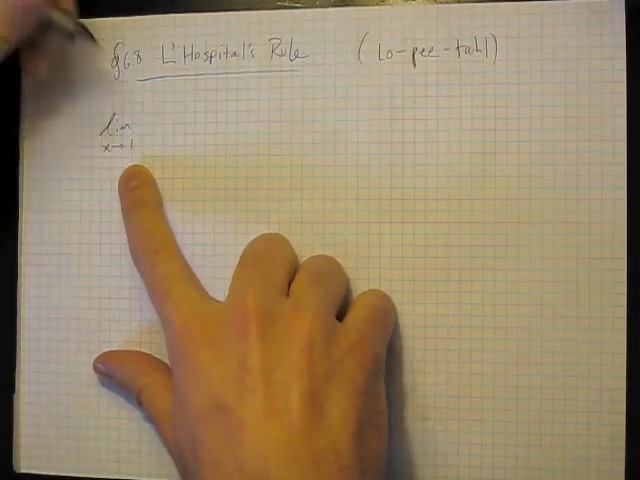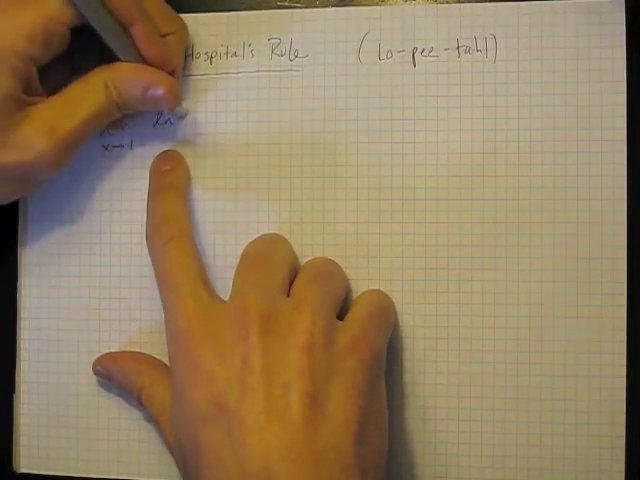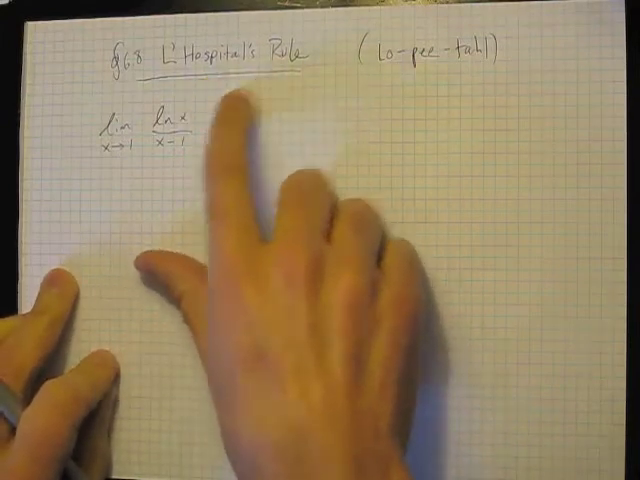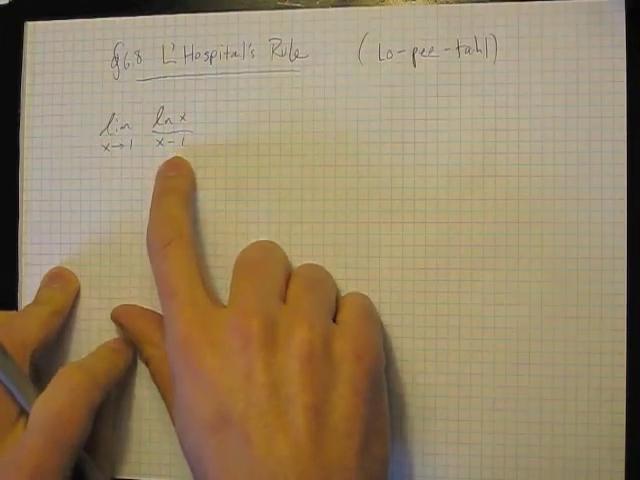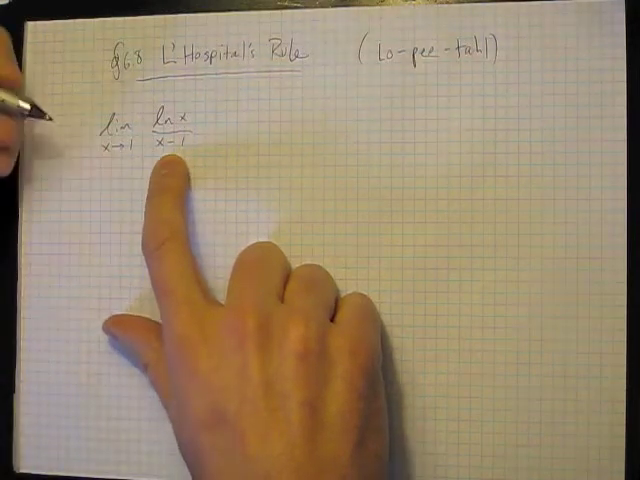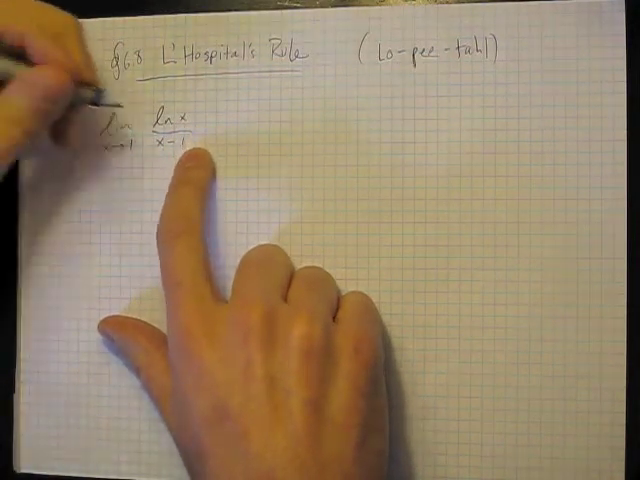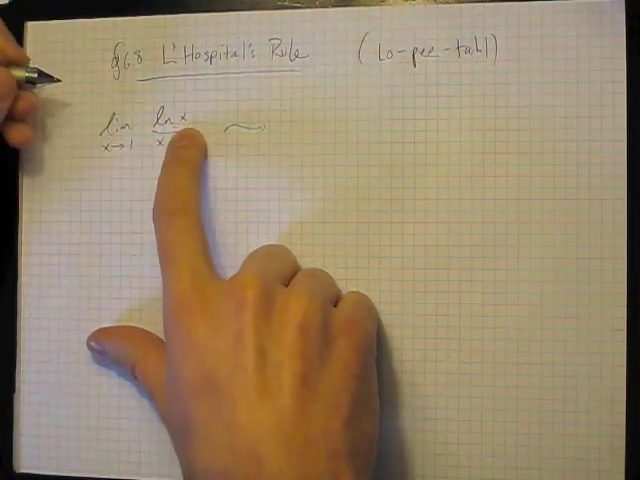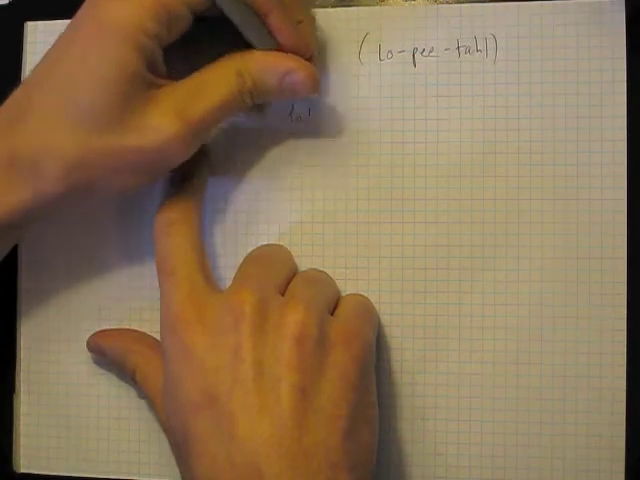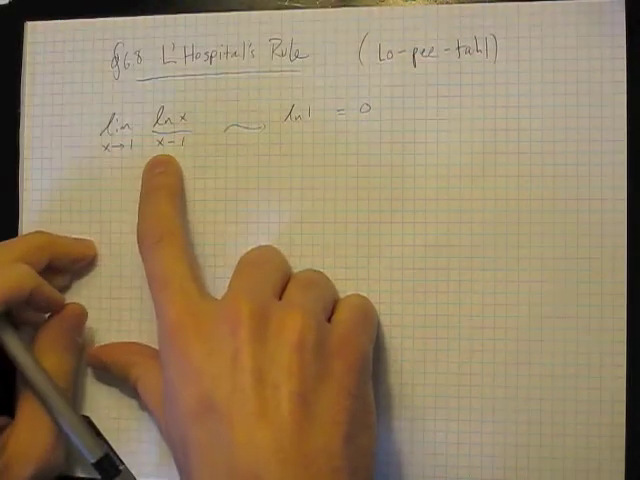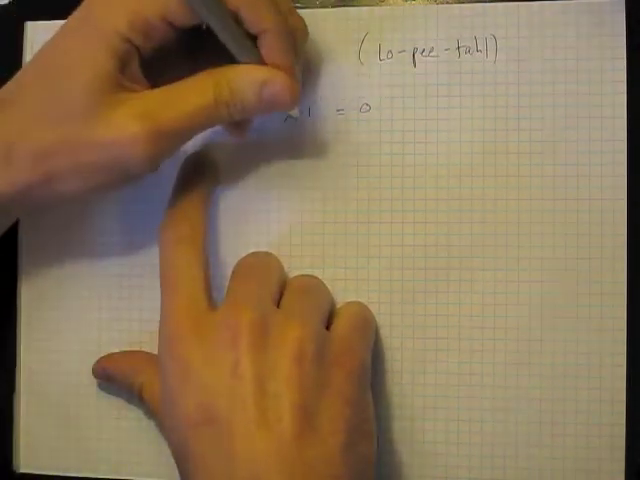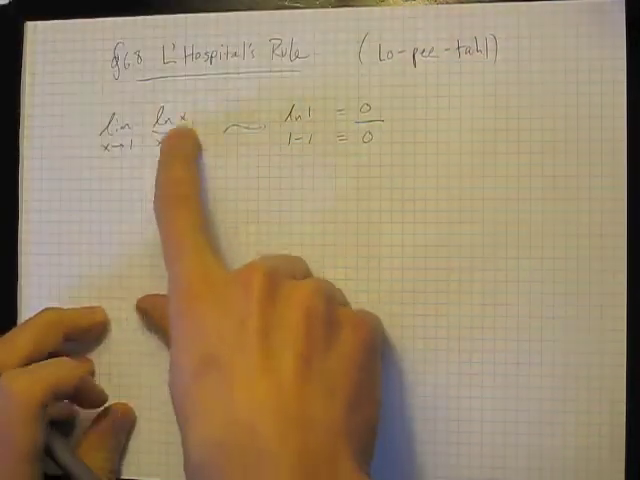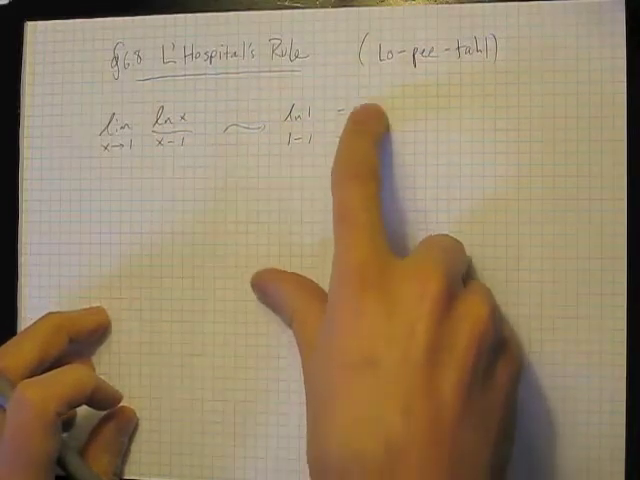So the limit as x goes to 1 of the natural log of x over x minus 1. Okay. So prior to understanding L'Hôpital's rule, we don't really have any way of evaluating this except to maybe look at its graph. The thing to notice is that as x goes to 1, the log of x goes to the log of 1, which is 0, and x minus 1 also goes to 1 minus 1, which is 0.